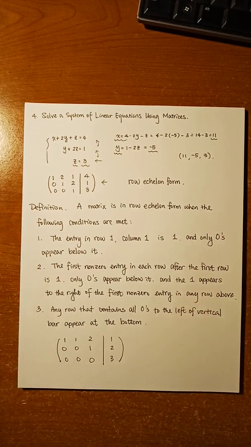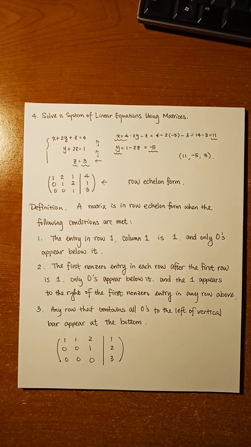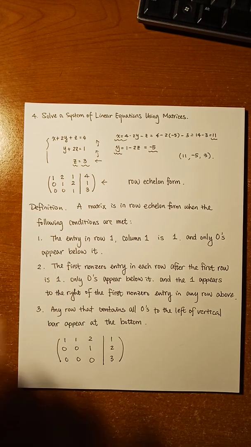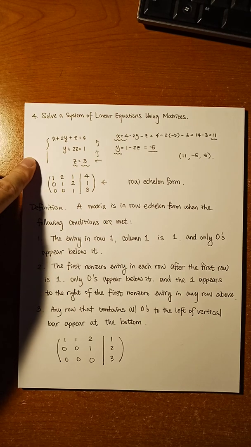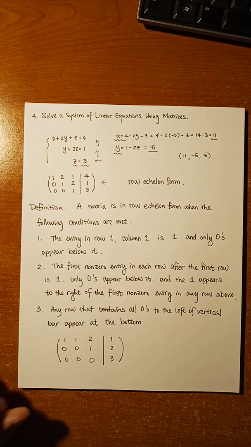And if those 3 conditions are met, we call it a row echelon form, a matrix in row echelon form. And we give such a matrix a name because once you have a row echelon form, you can use this strategy, the back substitution method, to solve the corresponding system of linear equations. So that is the reason.